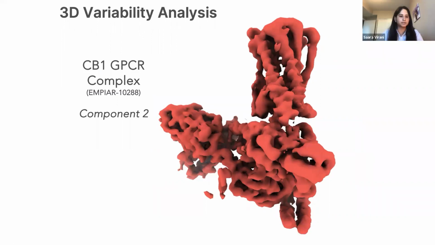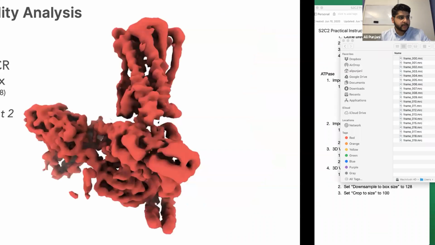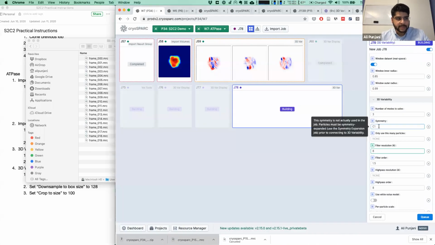Perfect. And last question, can you clarify if we need to impose symmetry in 3D variability? You can't actually enforce symmetry in 3D variability. So if we look at the 3D variability job, it does have a symmetry input. But if you put anything here other than C1, the job will fail and give you an error message saying you shouldn't use symmetry in 3D variability analysis and to use symmetry expansion instead.